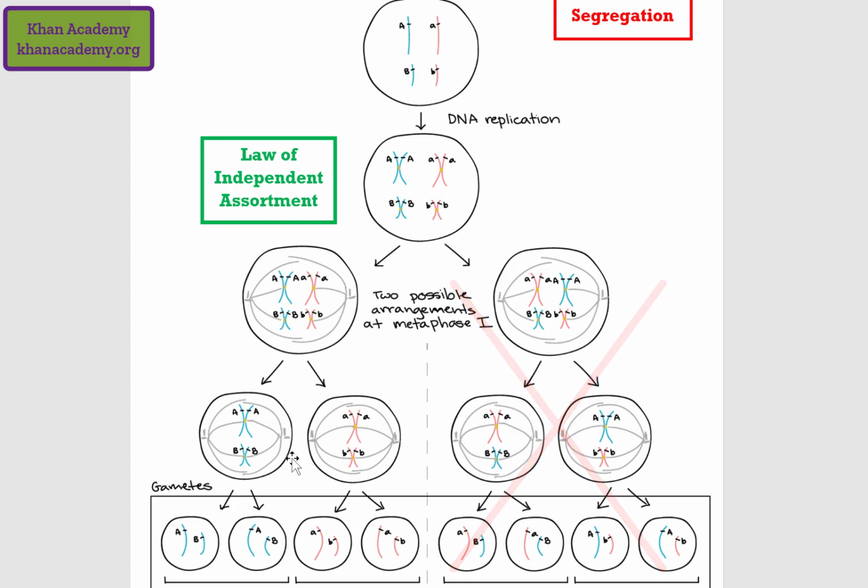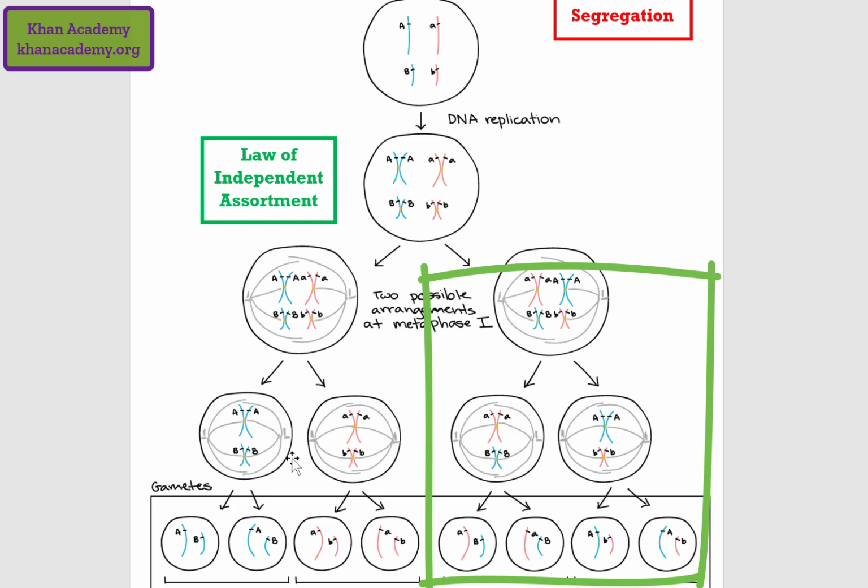If you were trying to prove to someone that the law of independent assortment did occur, and they didn't believe you, if you showed them this cell or any of these cells over here, it would prove that the law of independent assortment happens, because every single one of these cells has one blue and one pink chromosome. So the law of independent assortment had to have happened.